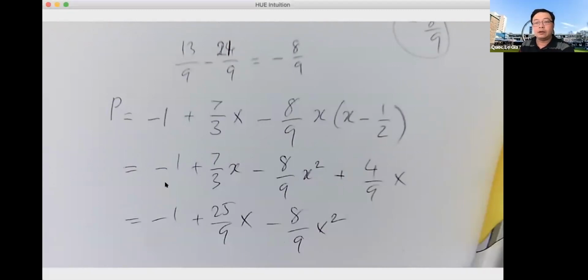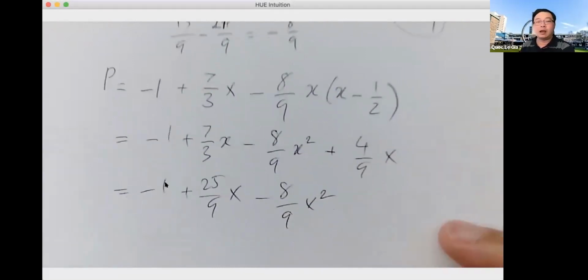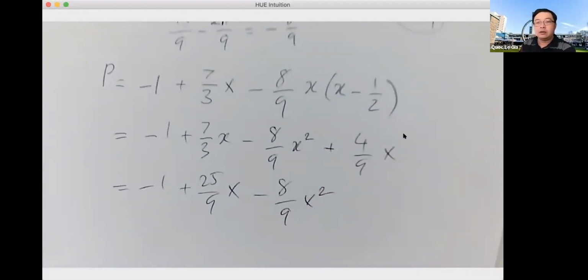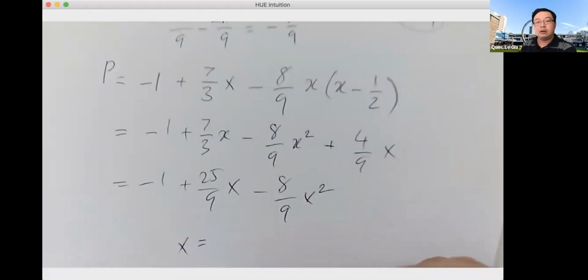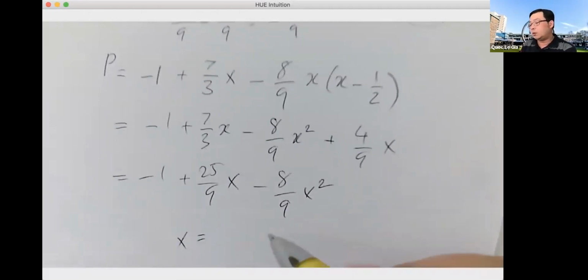Okay. So in this case, I just put in a calculator to find the 0 here. I just leave it to you to find the 0 of this one. So x will be, well, you have to choose which one is in the correct interval.